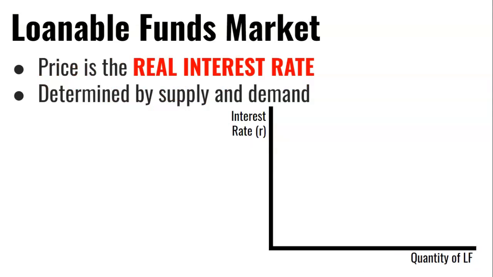The loanable funds market is also set up with a vertical axis of interest rate. This is going to be the real interest rate, or R. And the horizontal axis is going to be the quantity of loanable funds. And the real interest rate, the equilibrium interest rate, will be determined based on supply and demand.